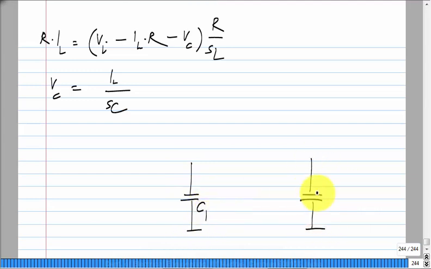So, let me call them C1 and C2 for now. And the voltage across this represents Vc. The voltage across this represents what? What is the other state variable? ILR, IL times R. Okay. What should be the current flowing in C1? What all should it depend on?